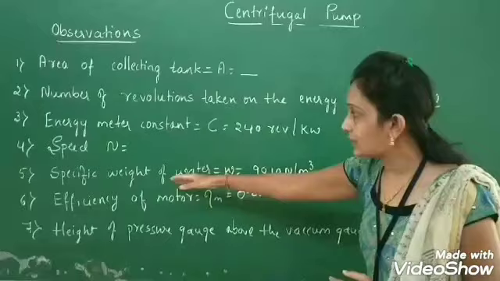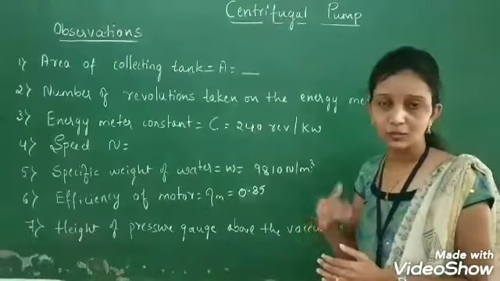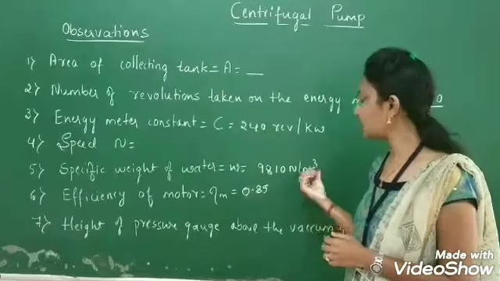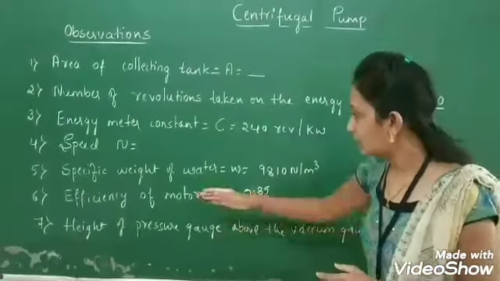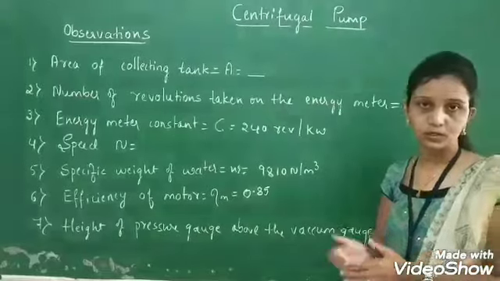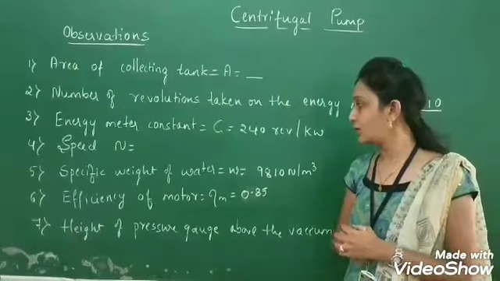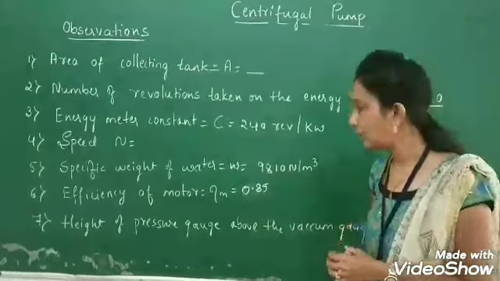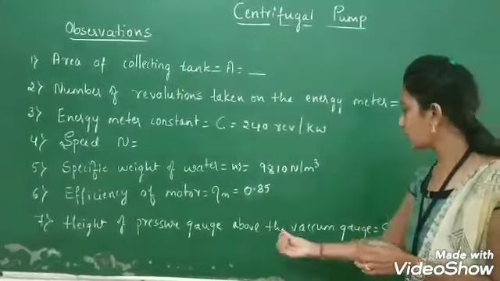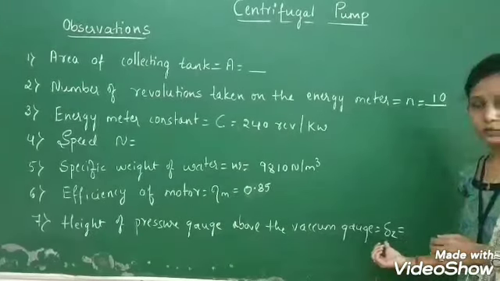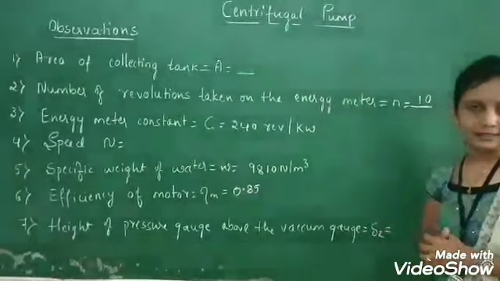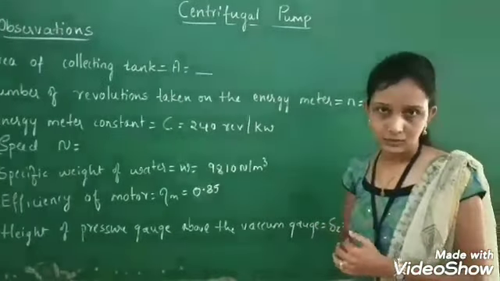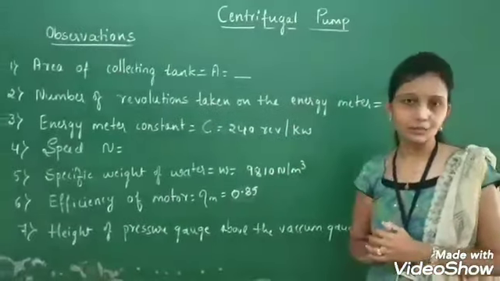Next is the specific weight of water. As we all know, the specific weight of water is 9810 Newton per meter cube. Next is the efficiency of the motor. In our laboratory, the efficiency of the motor is 85%, that is 0.85, eta m. The last one is the height of the pressure gauge above the vacuum gauge, which we represent by the letter delta Z. This we can measure in the experiment. So this is regarding the observations.